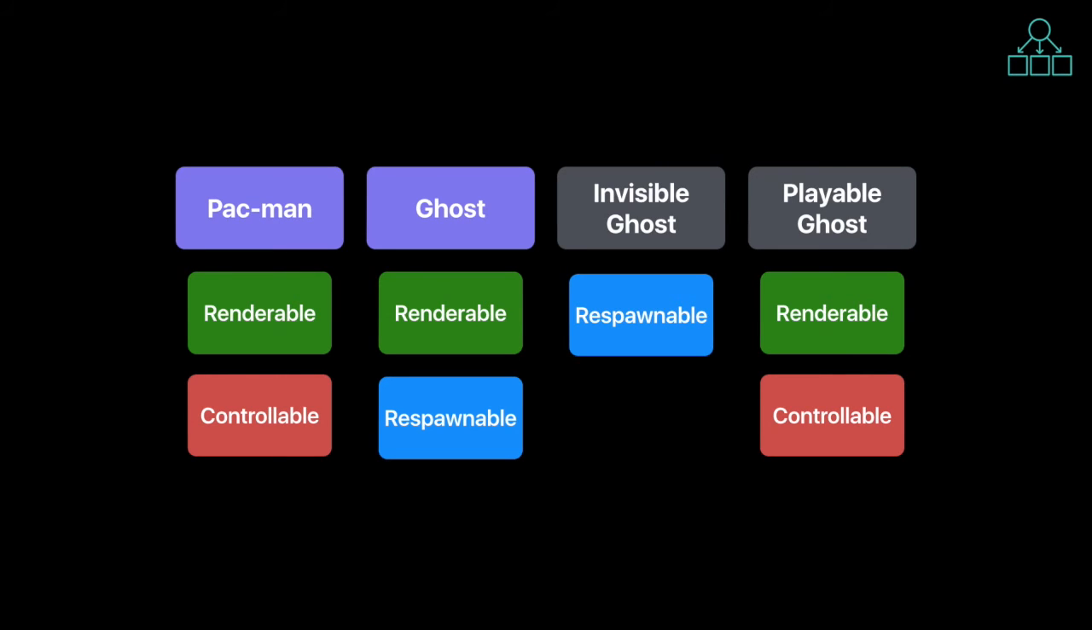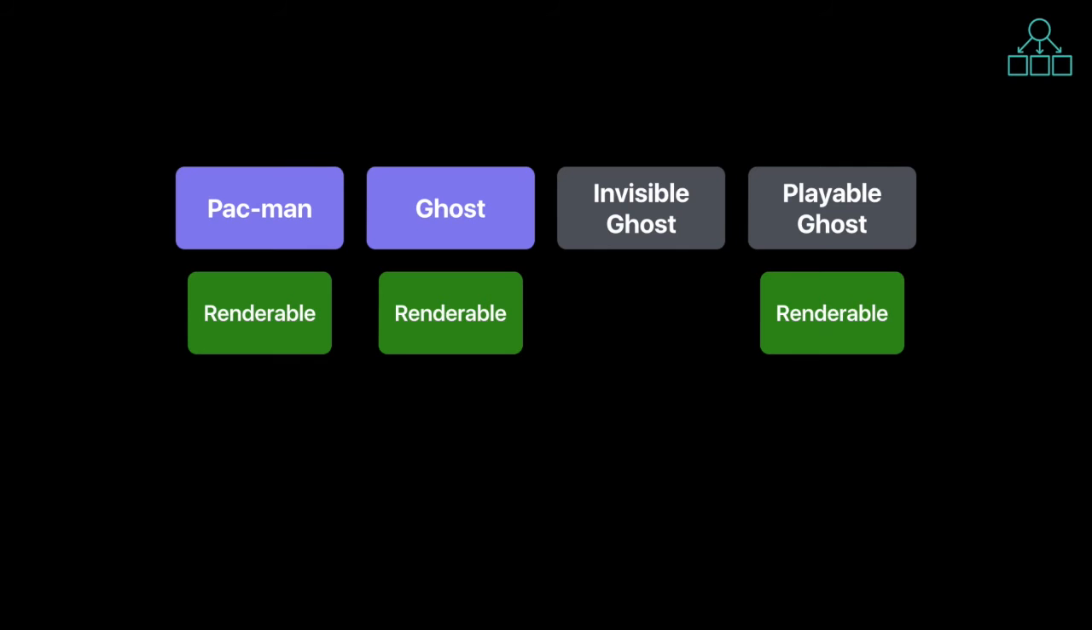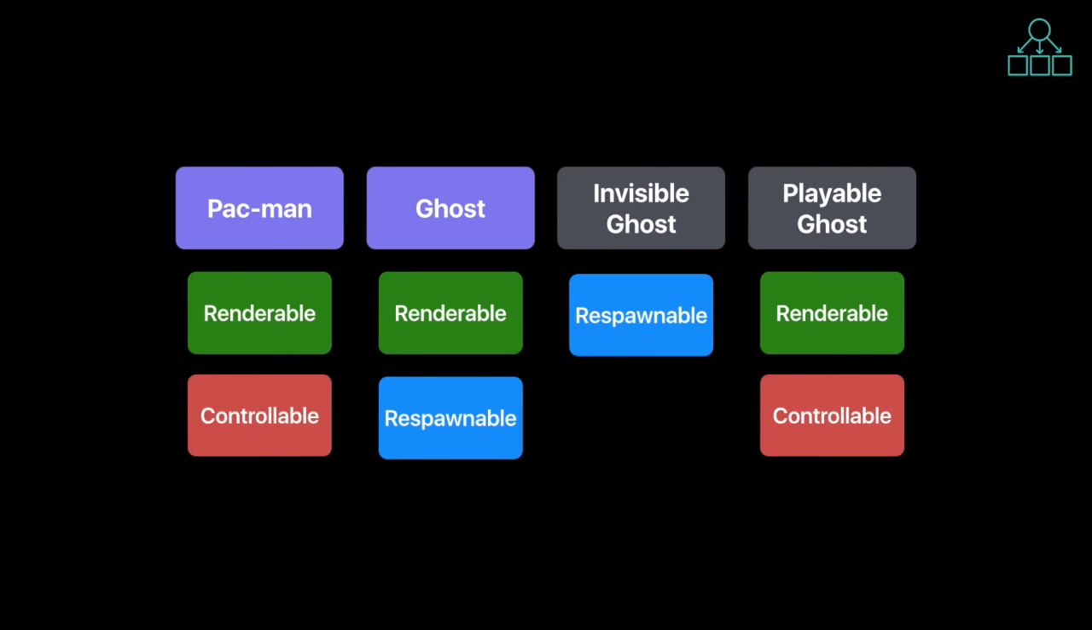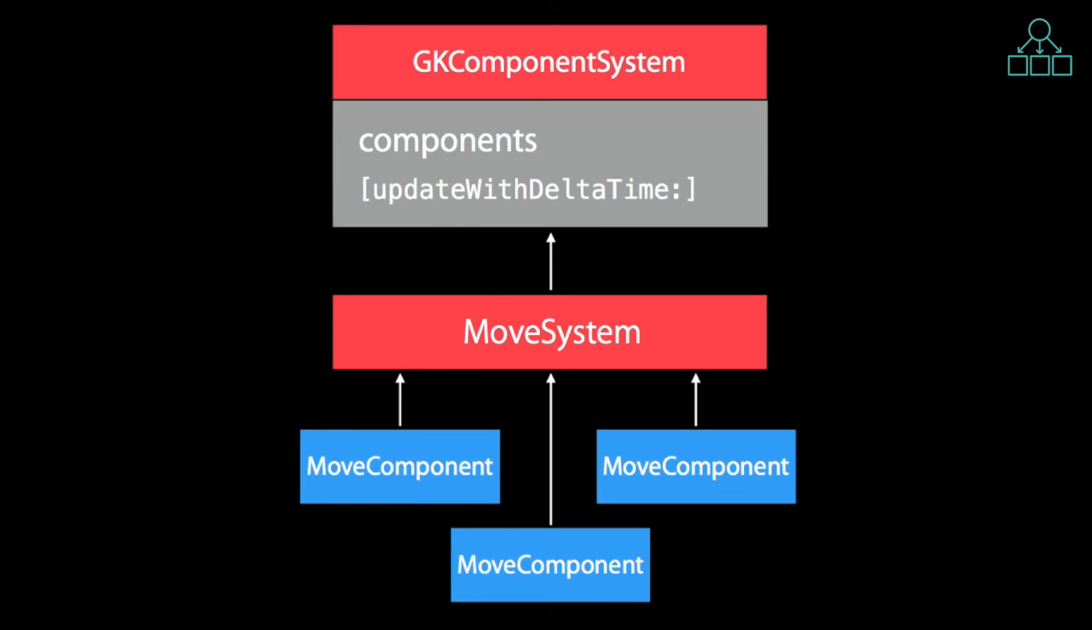So in the technical sense, how do you implement the component system in your classes? GameplayKit has this thing called GKComponentSystem, and it's a collection class. Think of it as an array or a set that contains all the same type of component in your game. If you look at my example previously, I have three renderable components, two controllable components and two respawnable components. So I will end up having three GKComponentSystems. One of them would handle all my renderable components, one of them would handle all of my respawnable components, and so on. So you can add those components to your entities and then add them into the system.